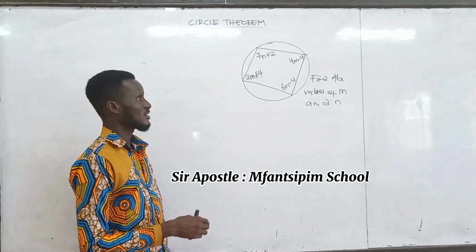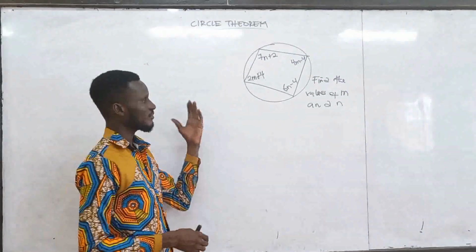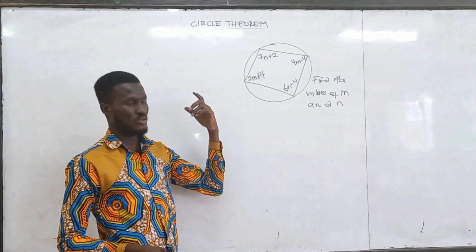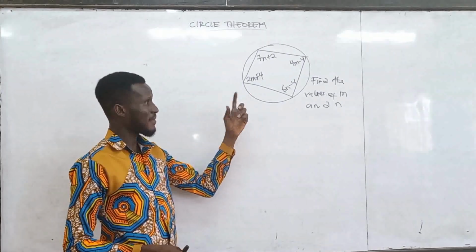We are still on this circle theorem, and we are supposed to find the value of m and n.